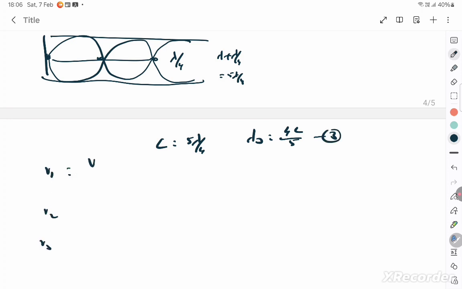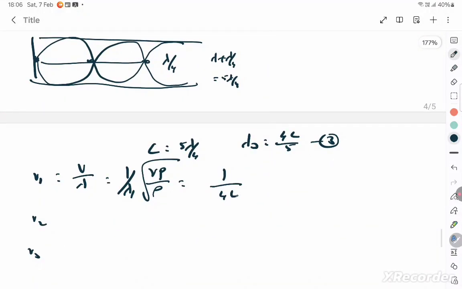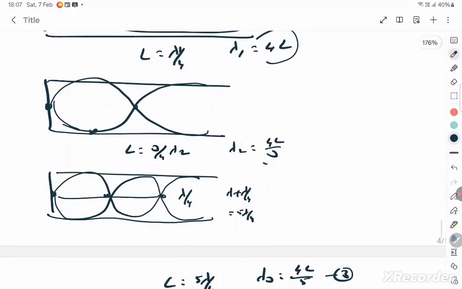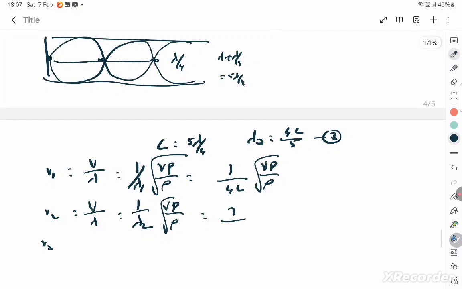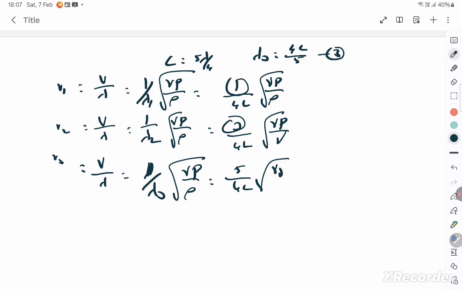Mu is equal to V by lambda. Again it's root of gamma p by rho, and 1 by lambda 1, which gets replaced as 4L in this case. So 1 by 4L into root of gamma p by rho. Second case is V by lambda, where it will become root of gamma p by rho, 1 by lambda 2. What does lambda 2 stand for? It's 4L again, but by 3. And so you notice 1 is to 3 is to, next will be 5 obviously. You can write it by guessing it, you don't have to even scroll up. Okay, so you can write 5 by 4L into root of gamma p by rho.